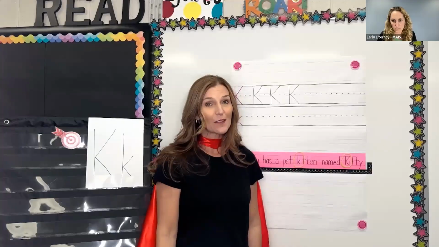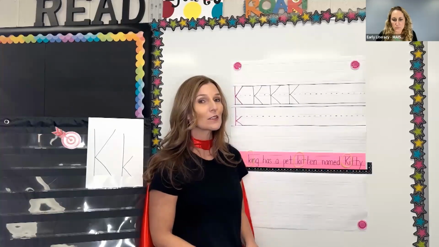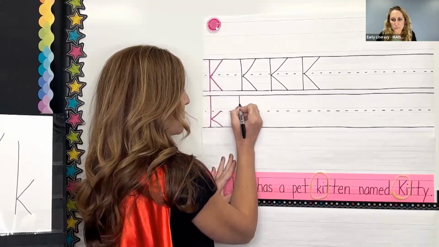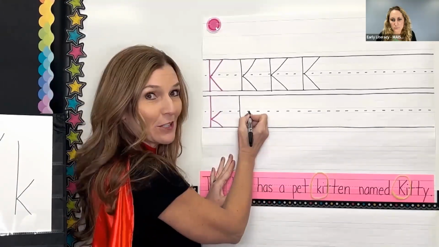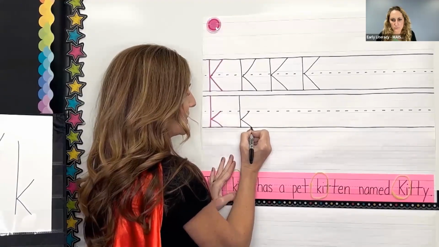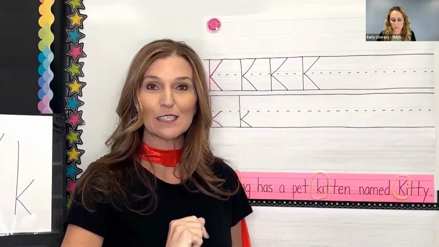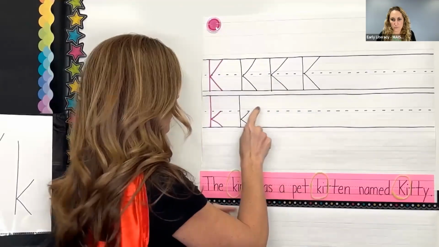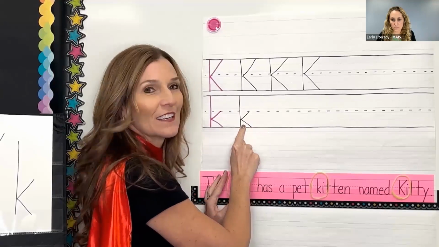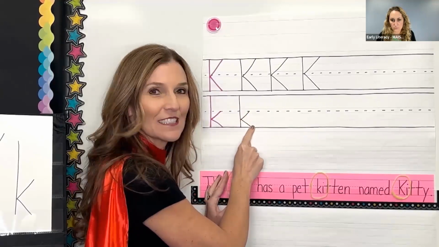Great. Now let's practice writing the lowercase letter K. Watch me write the lowercase letter K. Start at the top line, pull down, middle line, slant in, then slant out. Let's trace it with our finger. Get your finger ready, and let's trace the lowercase letter K. Here we go. Start at the top line, pull down, middle line, slant in, slant out.